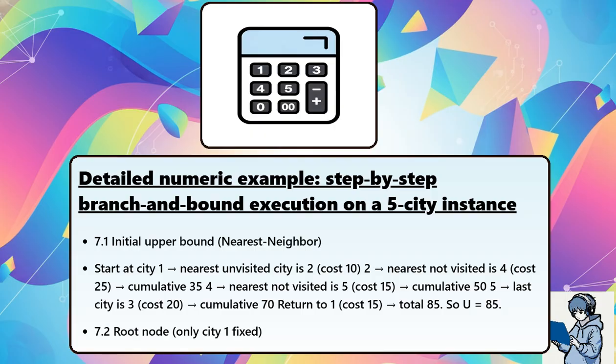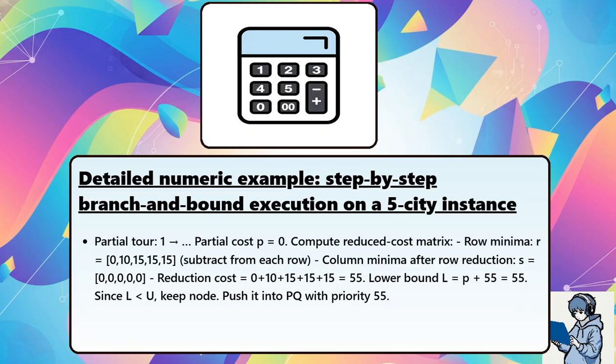7.2 Root node, only city 1 fixed. Partial tour 1 to ... Partial cost P equals 0. Compute reduced cost matrix. Row minima are 0, 10, 15, 15, 15. Subtract from each row. Column minima after row reduction are all 0.